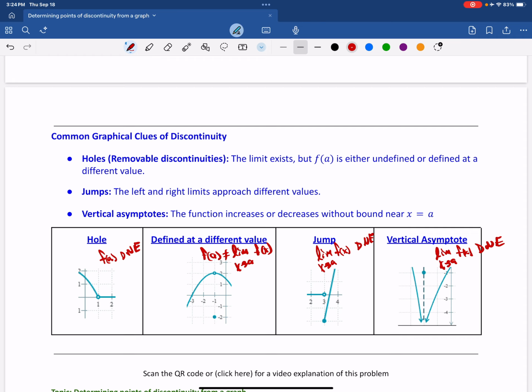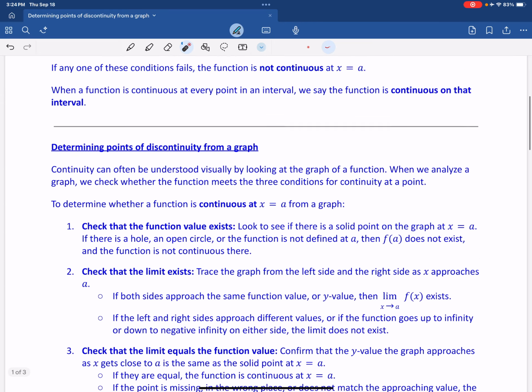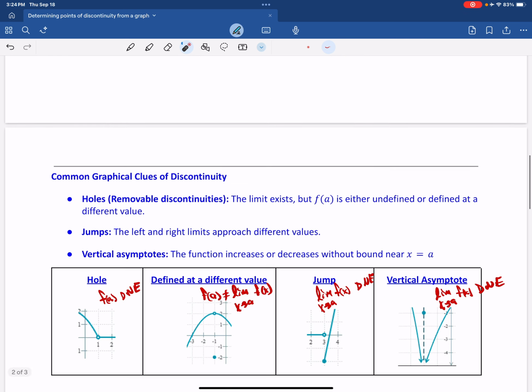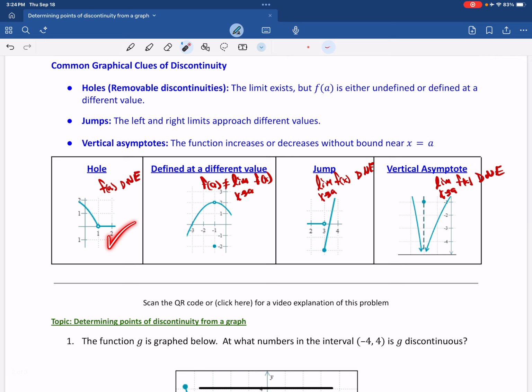So there you can see all three violations of the case. Here's one where the function didn't exist. Here's a couple examples where the limit didn't exist. And here's an example where both the limit and the function exist, but the problem is they're not the same. And those were the three conditions that we had to meet to be continuous. Function exists, limit exists, and they have to be the same. So, in short, look for holes, look for jumps, look for vertical asymptotes.